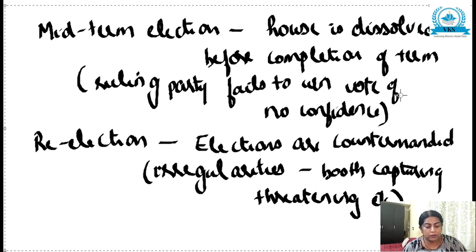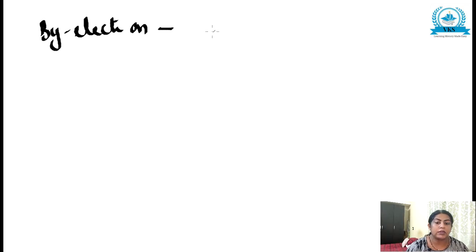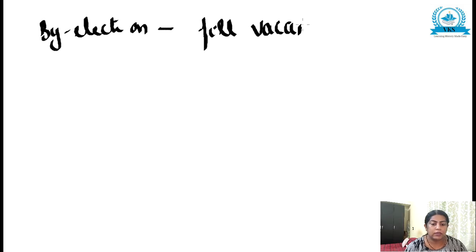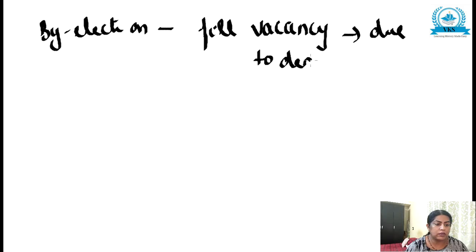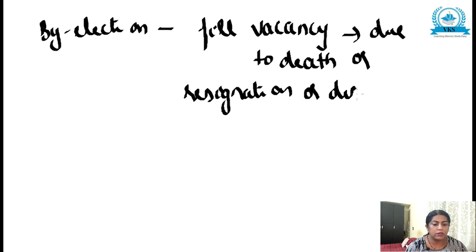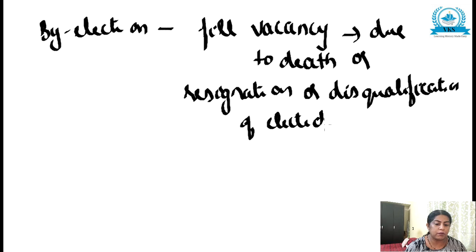Now the last one which we are going to see is by-election. What is by-election? By-election is held generally to fill a vacancy. And why does a vacancy happen? Due to the sudden death or resignation or even a disqualification of an elected member.